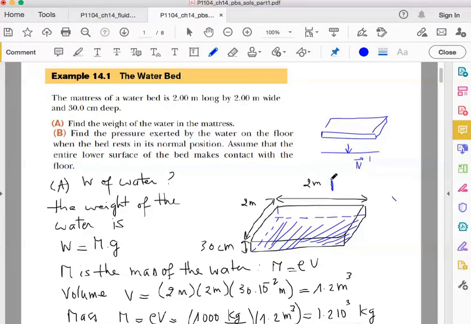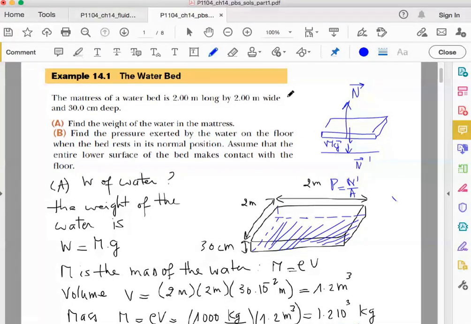So in principle, the pressure exerted by the water on the floor is given by the force, which in this case is n prime, divided by the area, which is 2 multiplied by 2. The problem is that I don't know what n prime is. So I have to consider another object to get the value of this normal force. If you take the matrix, okay, what do you have on the matrix? You have first of all the weight of the matrix. I will call it mg. And you have the normal which is exerted by the surface on the matrix.